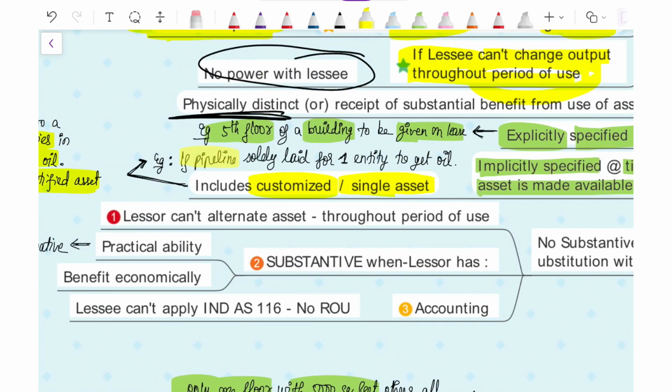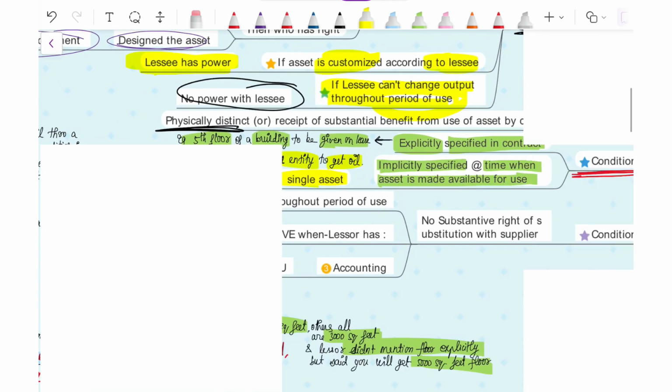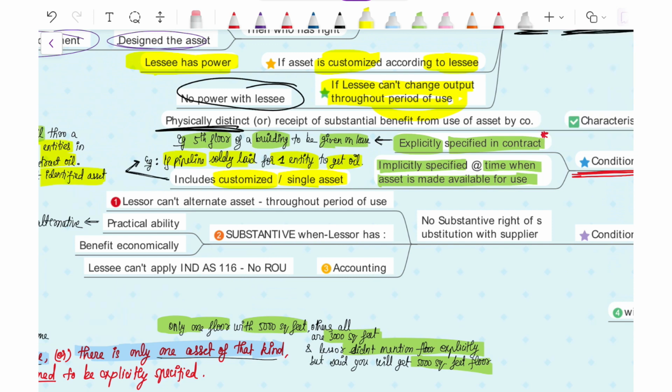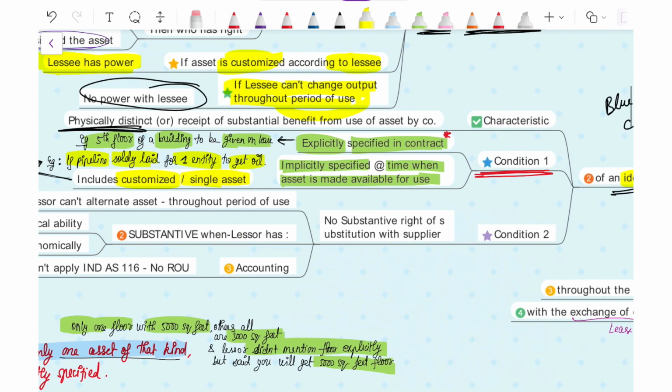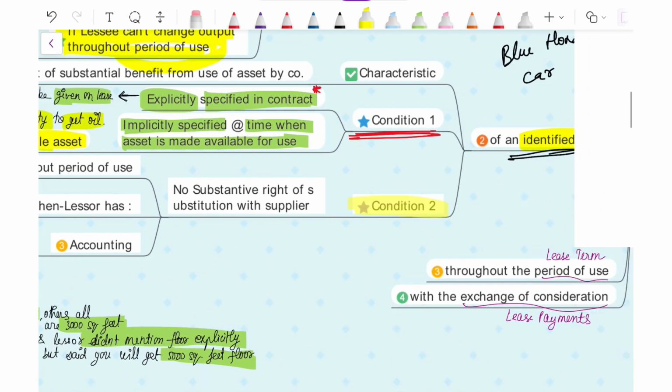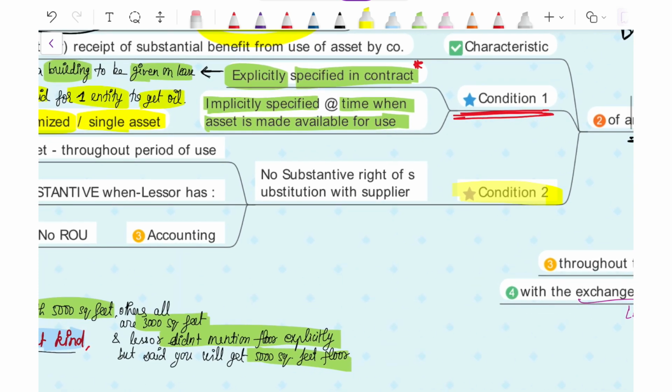Whereas if there is one pipeline which is solely laid for that one entity alone to get oil, then in such a case it is a single asset, and it can be said that it is implicitly specified for that entity alone, and you can take it into the definition of identified asset. So that was about condition number 1. It should either be explicitly specified or implicitly specified, either in the way of it being a customized asset or a single asset.